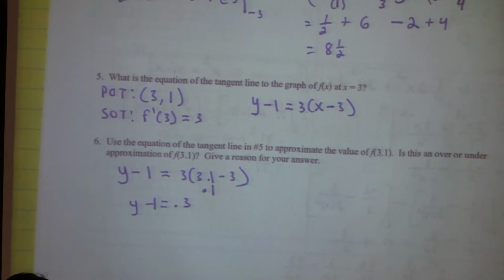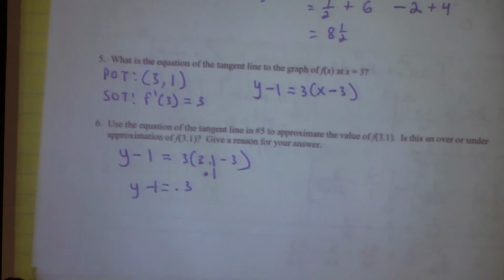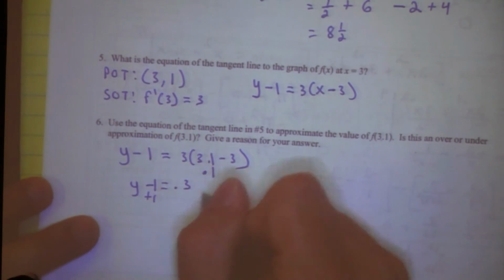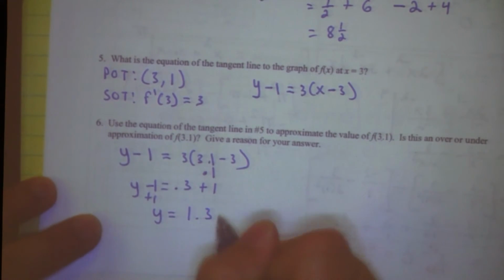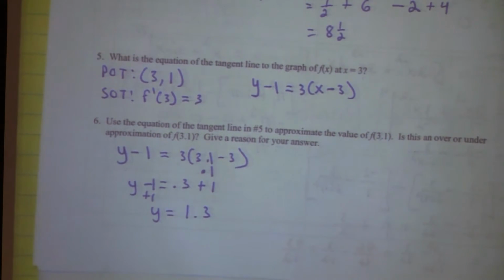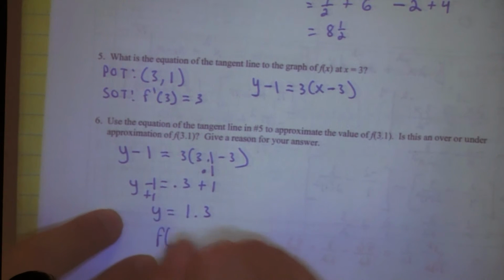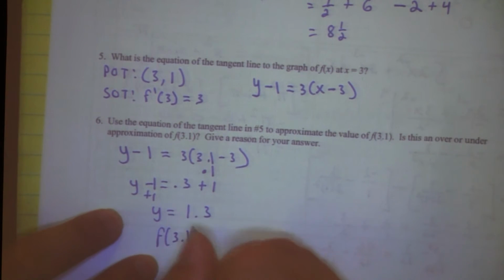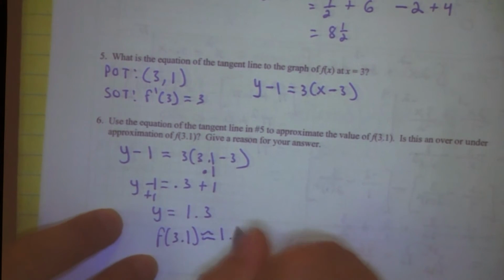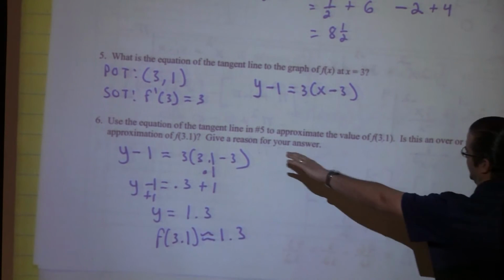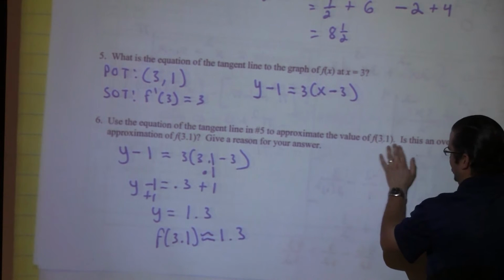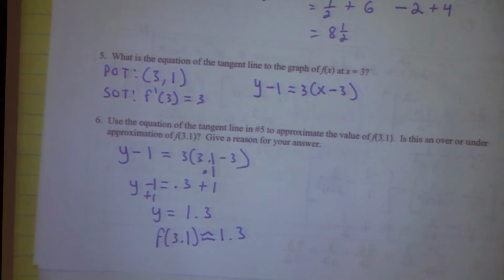What are they thinking? Okay? And then we're going to say plus 1. So $1 plus 30 cents, $1.30. Right? Okay, so we could say that f at 3.1 is approximately 1.3. I just answered the first part, right? Now let me keep reading. Is this an over or under approximation? And I have to answer the second part.